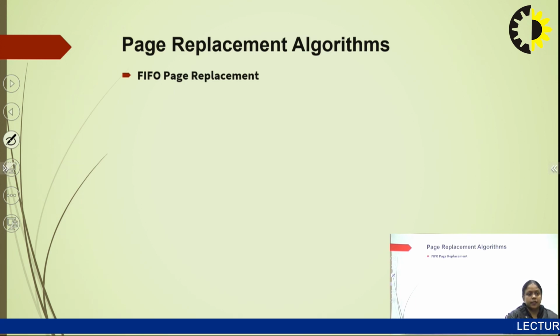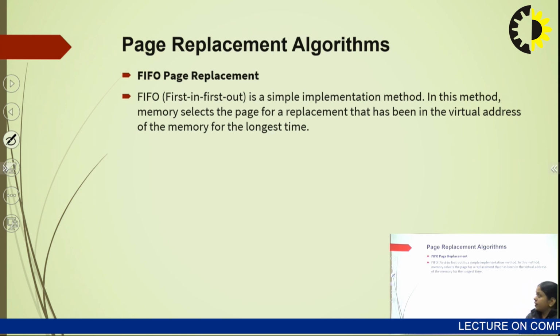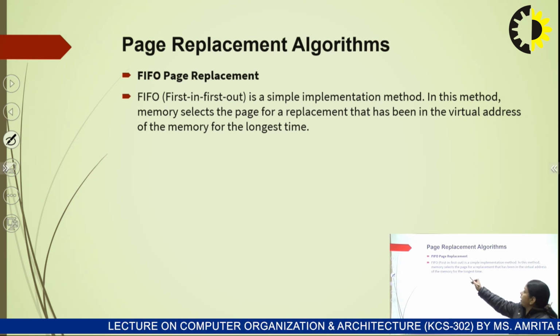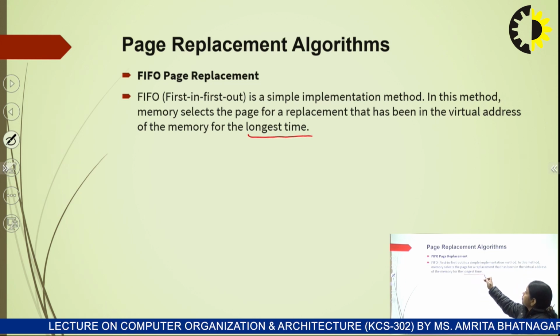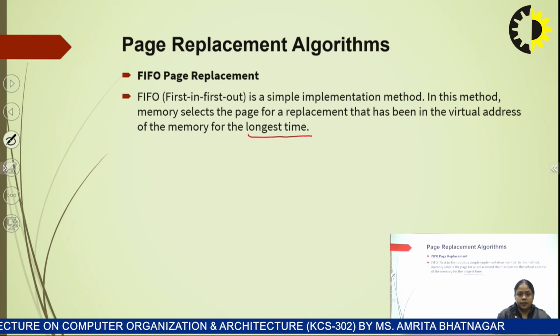So, you can see here FIFO or first in first out is a simple implementation method. In this method, memory selects the page for the replacement that has been in the virtual address of the memory for the longest time. Okay? So, first in first out means the page arrived firstly will be replaced first.